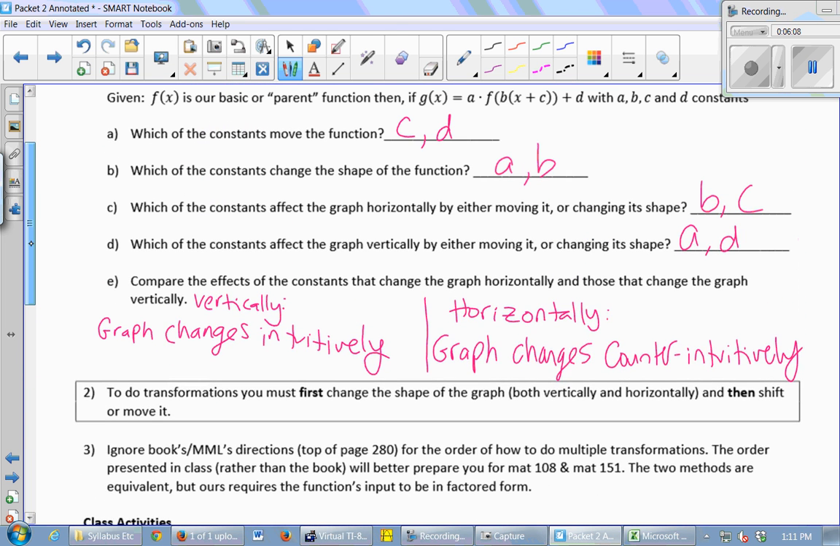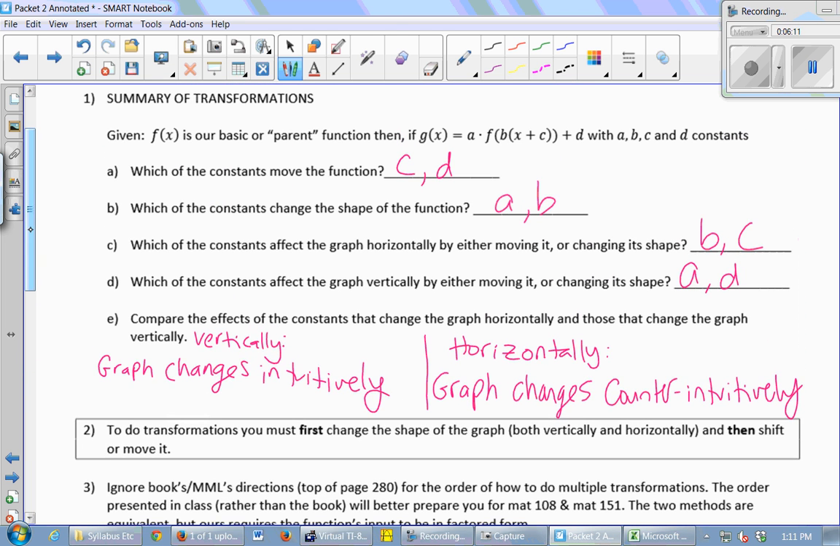Okay, so that is our conclusion about transformations. And I want you to now pick up wherever you left off. Whatever activity you were last working on, that's where you should start now.